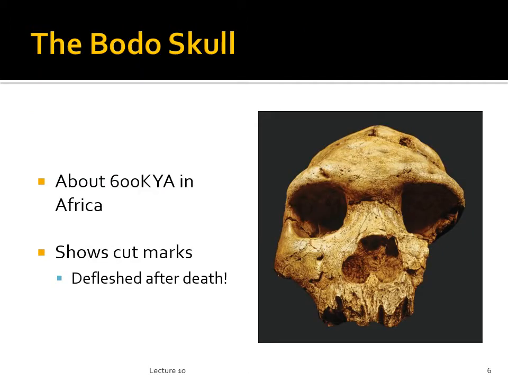One important find from Africa is the Bodo Skull, dating to about 600,000 years ago. This is interesting because it shows cut marks. When this individual died, his companions used stone tools to remove the flesh from his skull. They may have been processing him just like any game animal, and for the same reason, to eat, or they may have been performing some kind of ritual.